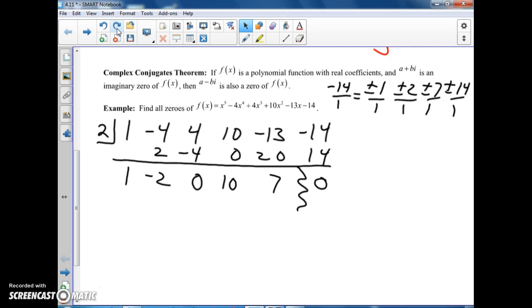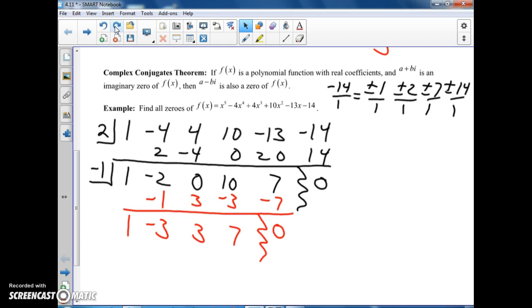Okay, so now we're going to take what's left over and put -1 in the box, and we'll do it again, just like what you did yesterday. Here we go. We'll do your synthetic with -1. And sure enough, it comes out to be a 0. So, -1.